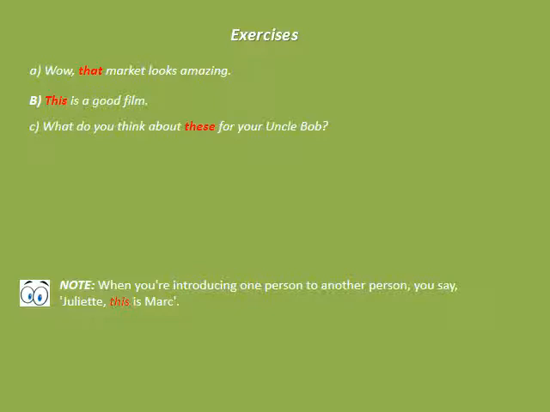C is a question. What do you think about this for your Uncle Bob? In this case, the specific demonstrative is in plural. This is used for plural. Note, when you are introducing one person to another person, you can use this. For example, Juliet, this is Maria.